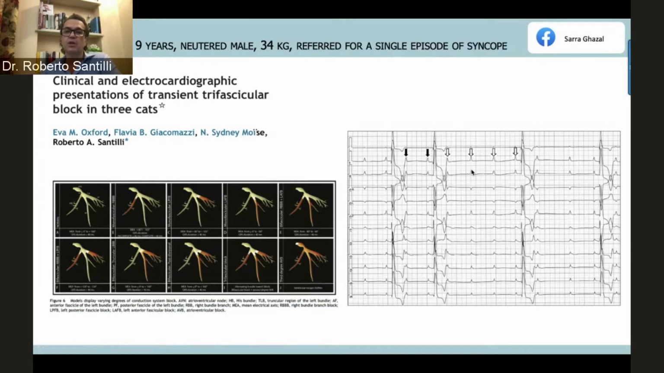Again, trifascicular is when you have a bifascicular block with a second degree AV block, or when you have an alternation of right bundle and left bundle block in the same tracing or on a different tracing. So in a case like this, what we do is we want to have troponin I, that is usually very, very elevated in acute myocarditis. You usually see this type of ECG in cats with transient myocardial thickening due to edema.